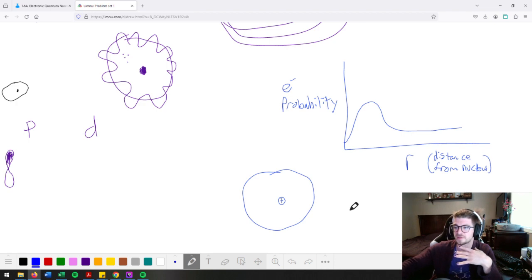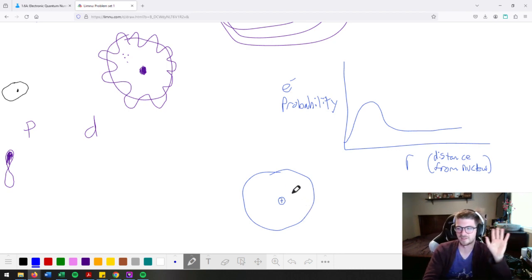Because it has to obey the Heisenberg uncertainty principle. So we can never know exactly where it is, because if we knew the exact position of the electron, then its momentum would be effectively infinitely variable, which is not a physical possibility, which is why you can't ever know the precise momentum.